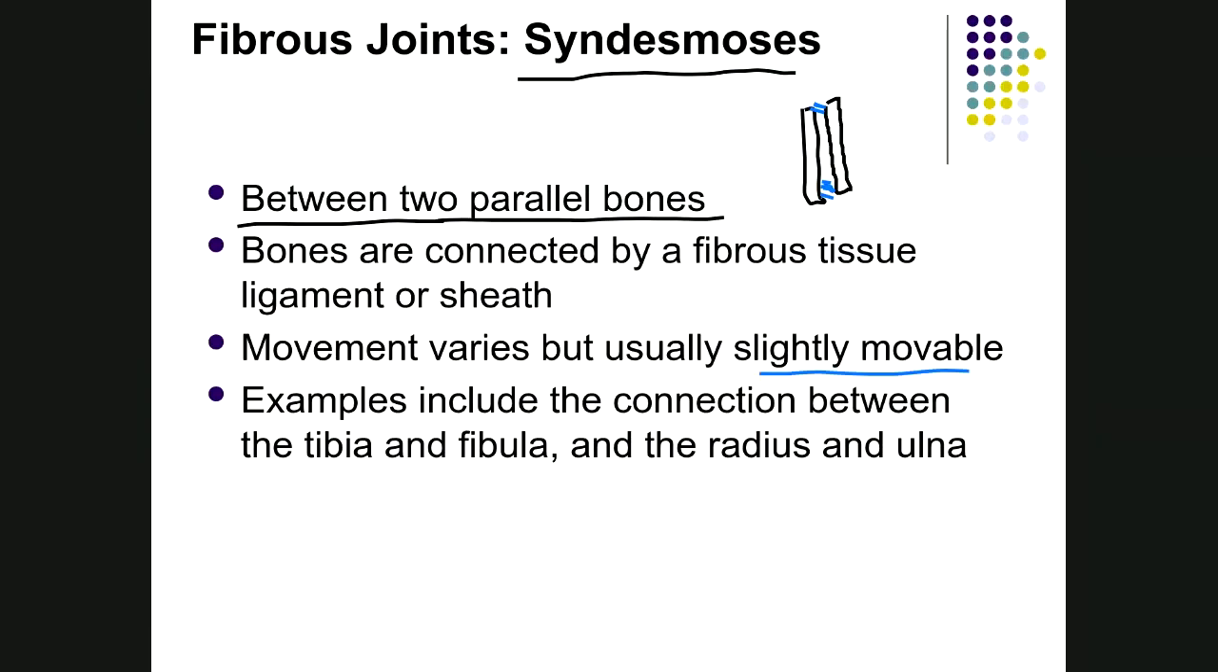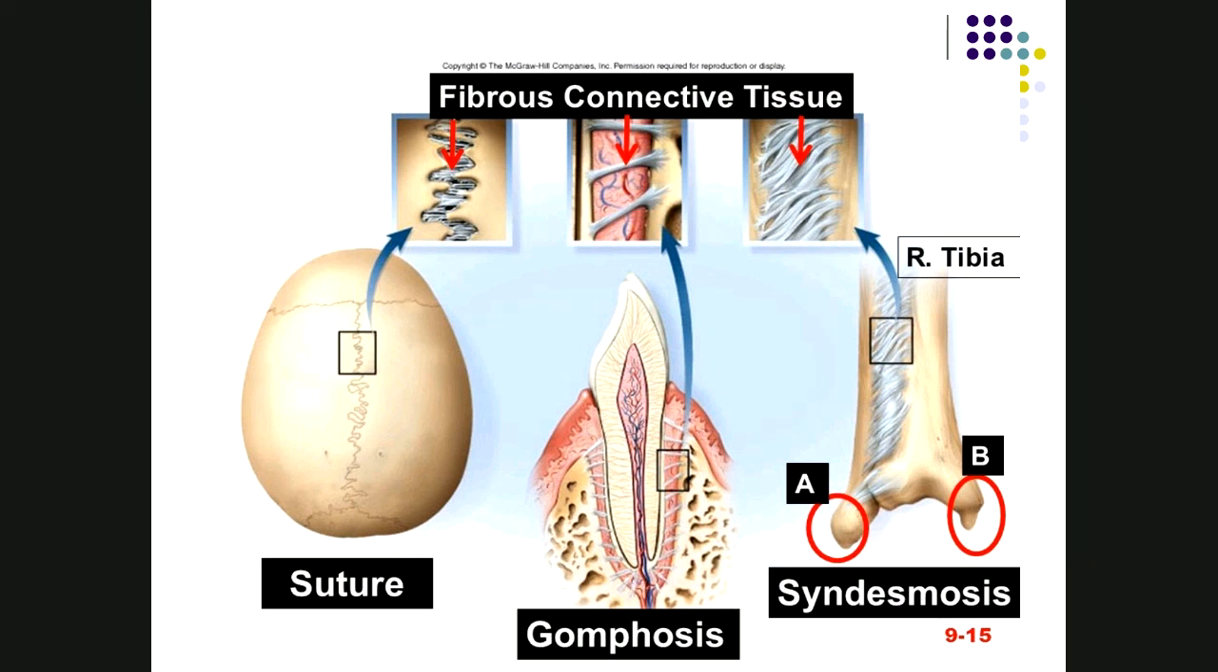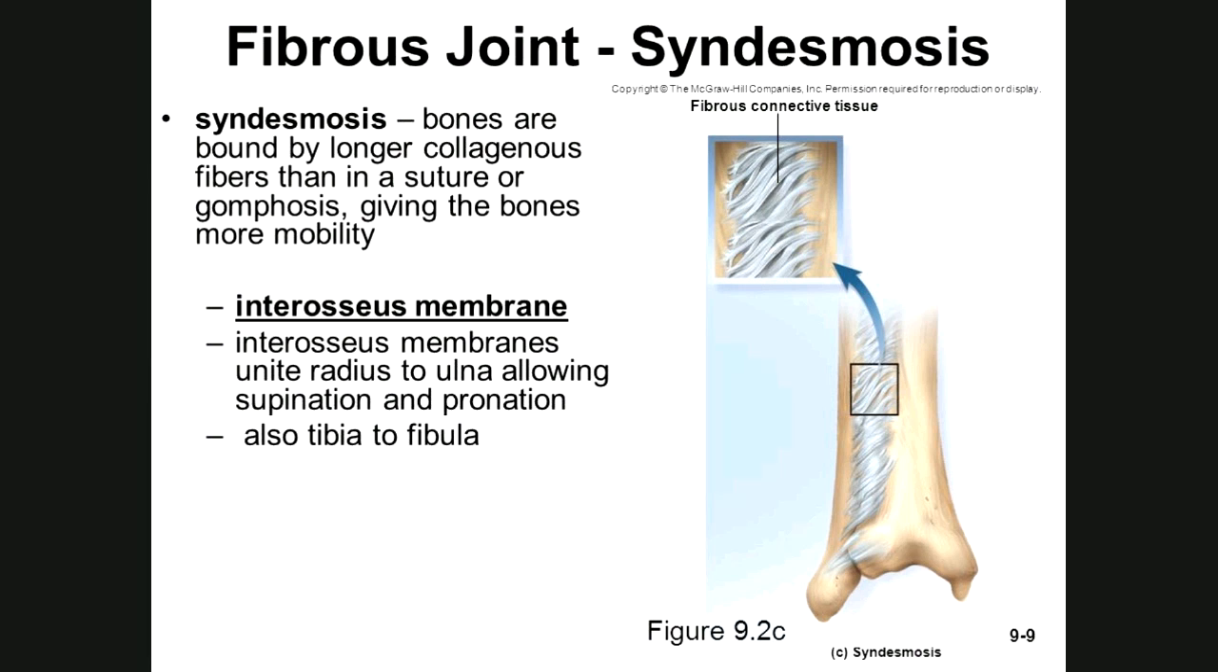So they're amphiarthrotic. Well, the best examples of this are in the lower leg, the tibia and the fibula, and in the lower arm, the radius and the ulna. If we look at one of those, here's the tibia right here, and here's the fibula, and you can see that fibrous connective tissue holding these bones in place. And it looks like this. You can see the fibers. Sometimes this is called an interosseous membrane, but it is a syndesmosis joint.